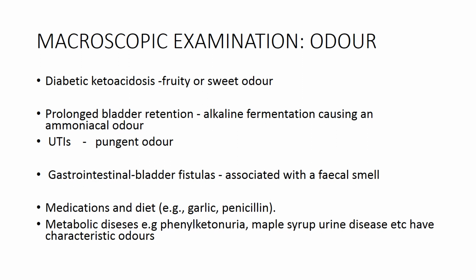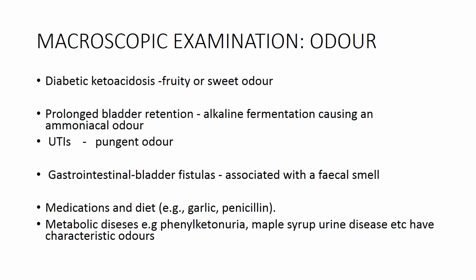Also under macroscopic examination would be a comment on the smell of the urine. So for example, patients with diabetic ketoacidosis have been said to have fruity or sweet smelling urine, whereas patients that have had prolonged bladder retention tend to get fermentation of their urine, and so they end up with an ammonia-like smell to their urine. Then obviously, if there's infection, the odor tends to be pungent.